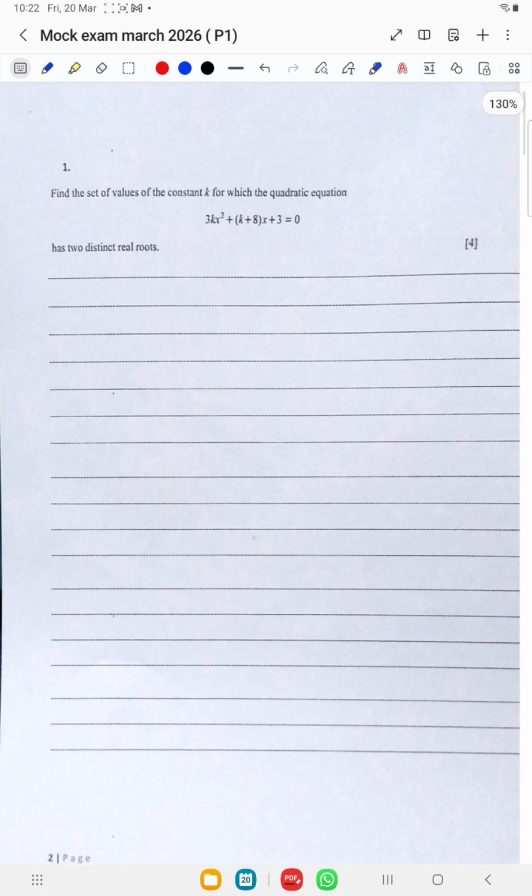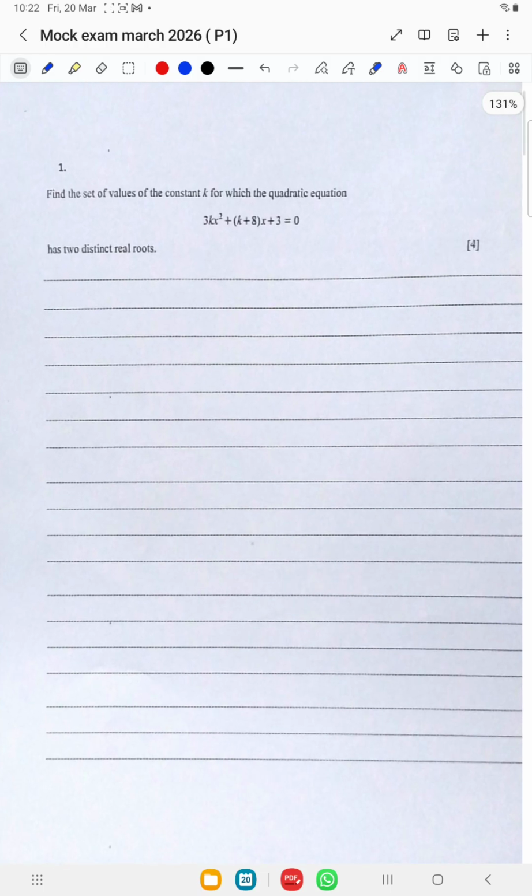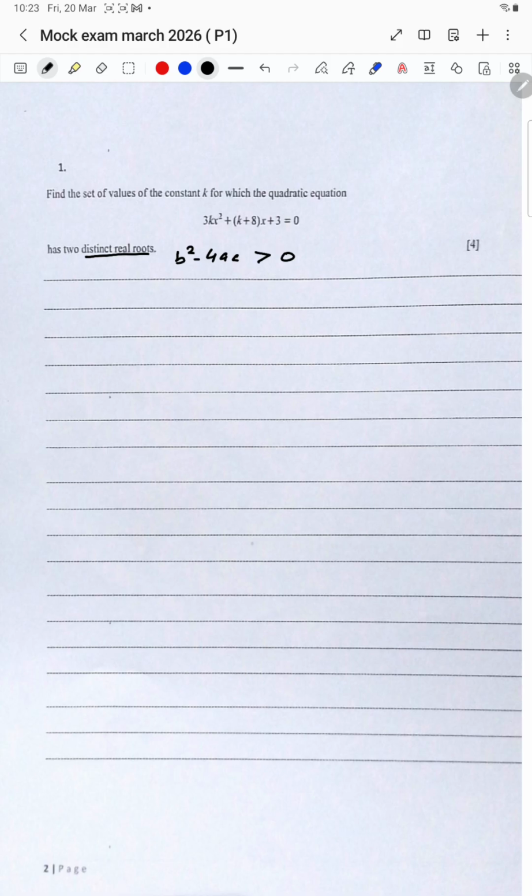Guys, here question number 1 states: find the set of values of the constant k for which the quadratic equation 3k x square plus (k plus 8) x plus 3 equal to 0 has two real distinct roots. It is very clear from the statement that whenever we deal with two distinct real roots, you have to calculate the discriminant, that is b square minus 4ac, and it should be bigger than 0. So we know this property.